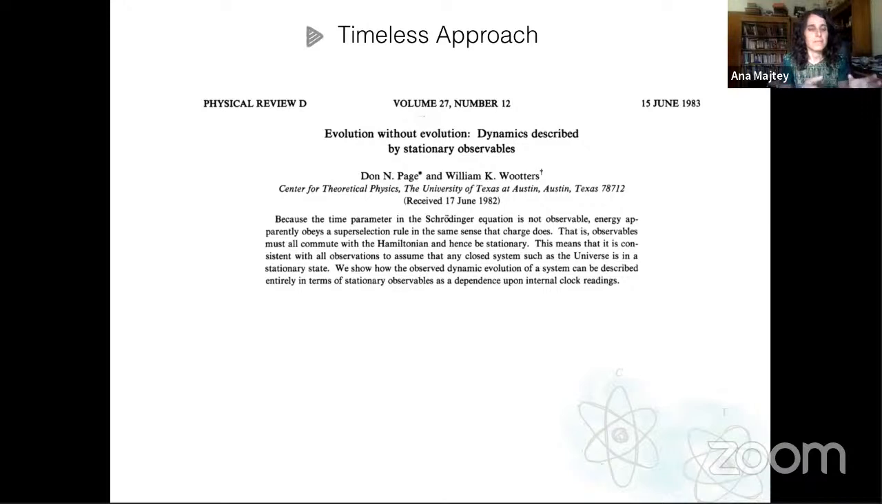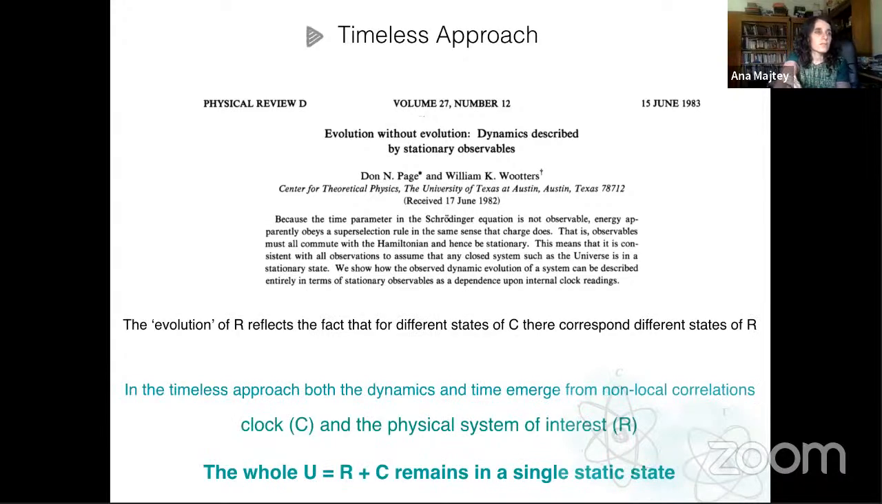We have a clock and a system, which is the rest of the universe, and the clock and the system do not interact. The clock provides the parameter T to the system, and the system and the clock are entangled, and the clock and the system as a whole are in an eigenstate of the total Hamiltonian. So according to this timeless approach, the evolution of the rest of the universe, which is the system we call R, reflects the fact that for different states of the clock, there correspond different states of the system of interest, which is all the rest of the universe, while the whole universe, this system R and the clock, remains in a single static state. So according to the timeless approach, both the dynamics and time emerge from the correlations between the clock and the system.